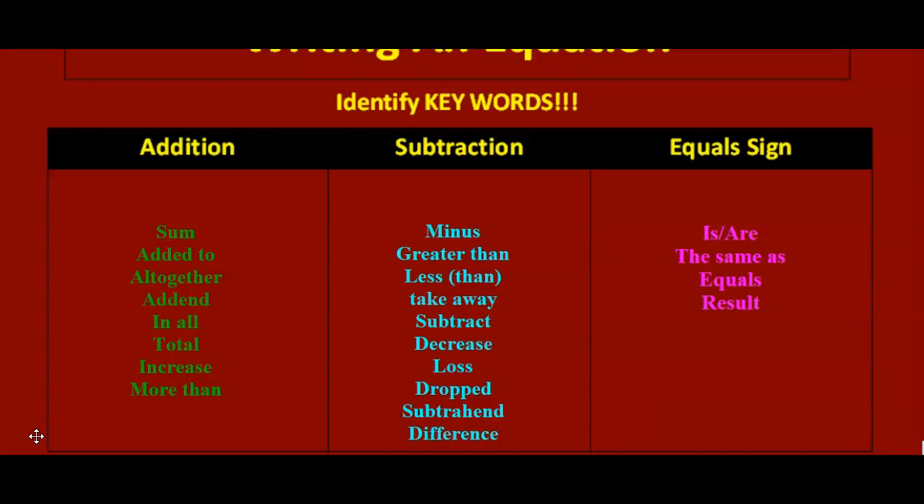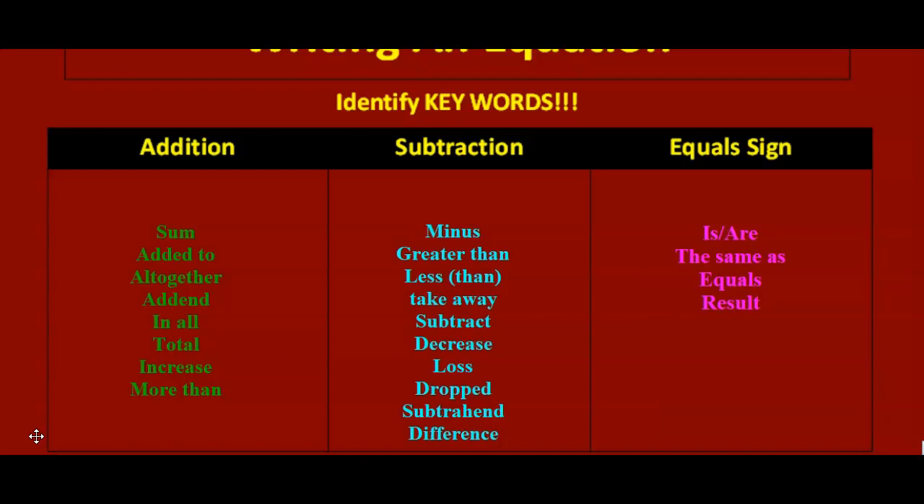So for addition, I have sum, or the summation of is also another one. Added to, all together, add in all, a total, increase, more than, and I'm sure I'm missing some. Oh, when you're talking about money, it's deposit. So it kind of depends on the situation that you're doing also with these words.